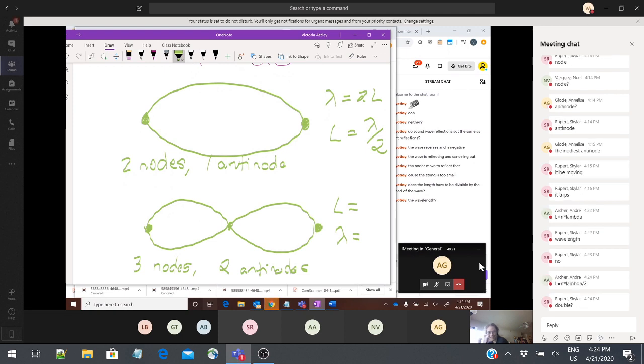Andre's like, I want the equation. Double. So it's lambda over 2 plus lambda over 2. So that means the length is just lambda. Andre, you're getting closer, but you're still not there, I don't think.